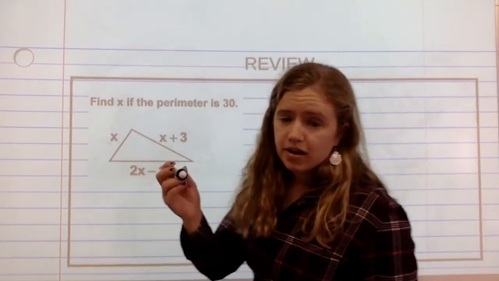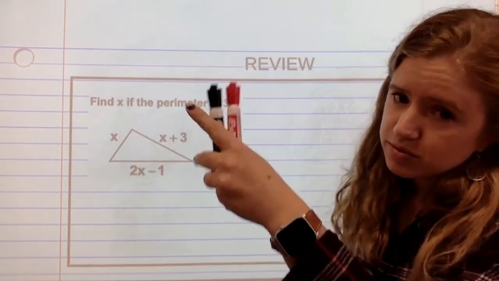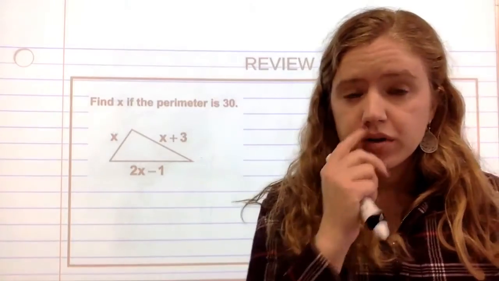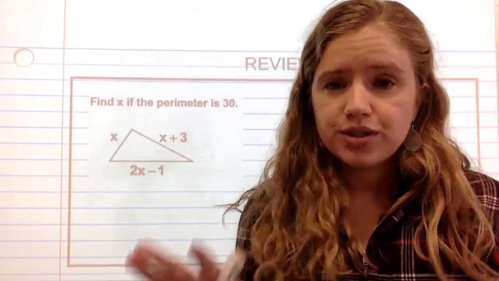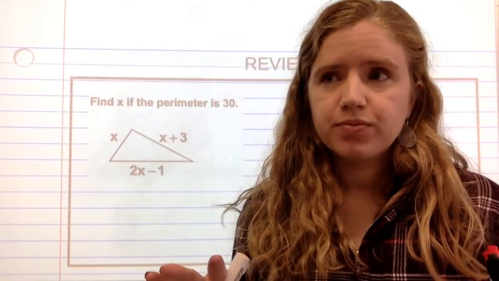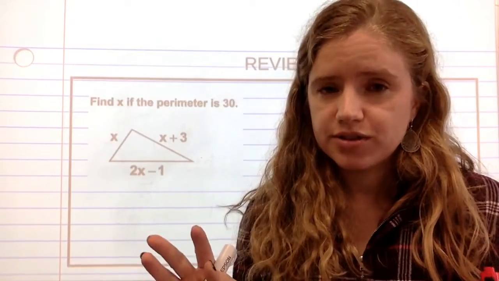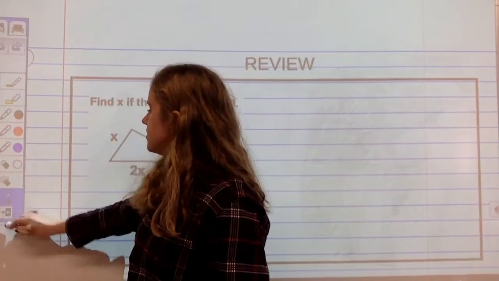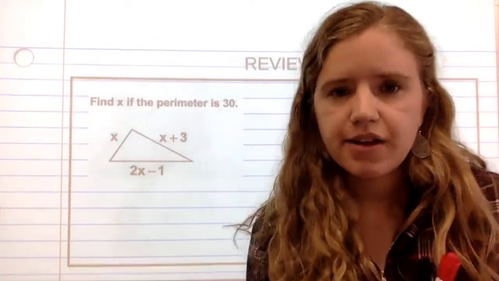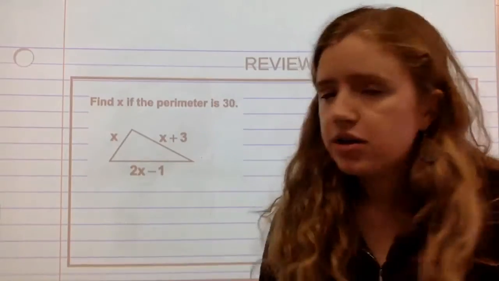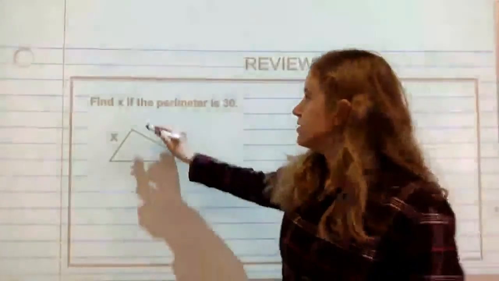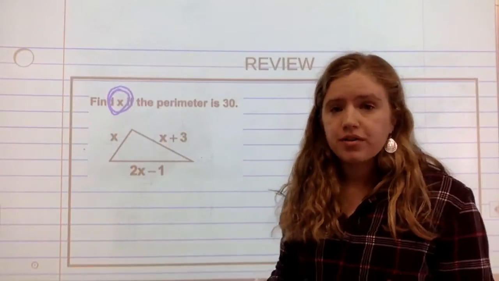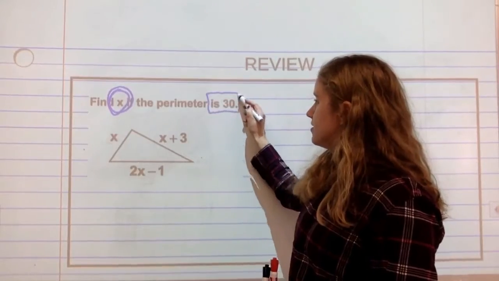I'm going to try to use my pen until it starts going flaky on me, and then we'll switch over to markers. We did this in some of the small groups yesterday, so if you did it in the small groups yesterday, great. Make sure that you still get it down. When I read this, there's a few things that I want to ask. First thing is, when I read it, I say find x if the perimeter is 30. I know my goal is to find x. What does x equal? I also know one other thing from this. I know that the perimeter is 30.